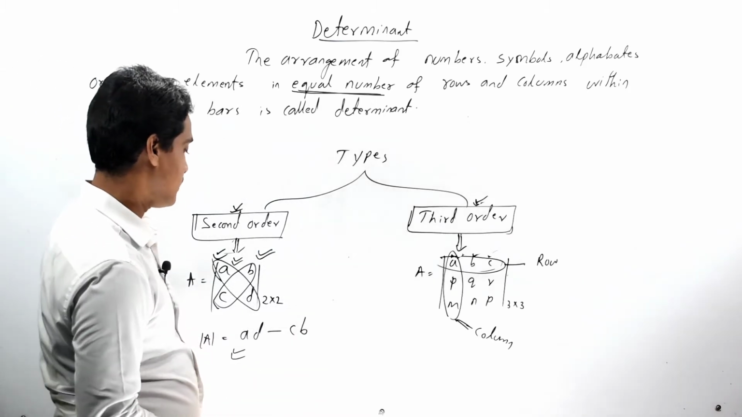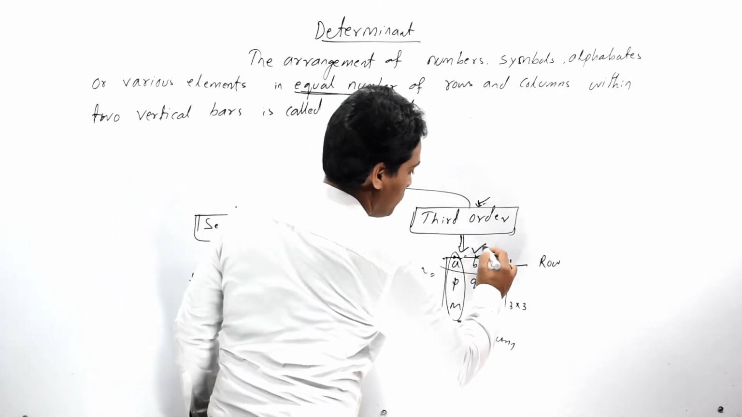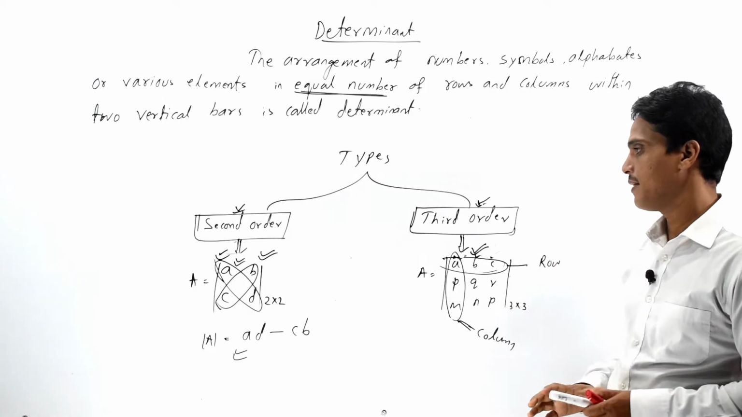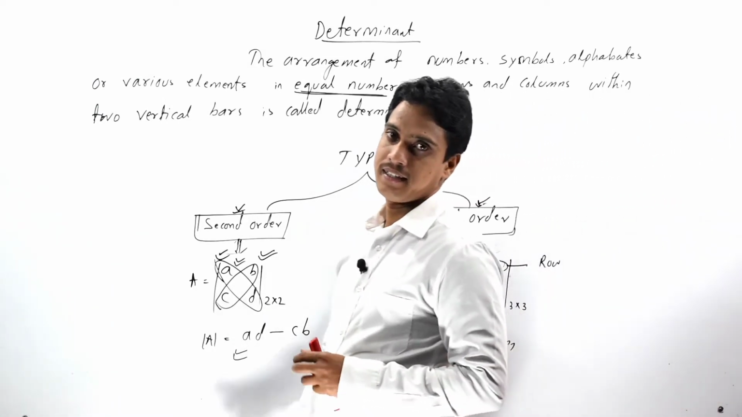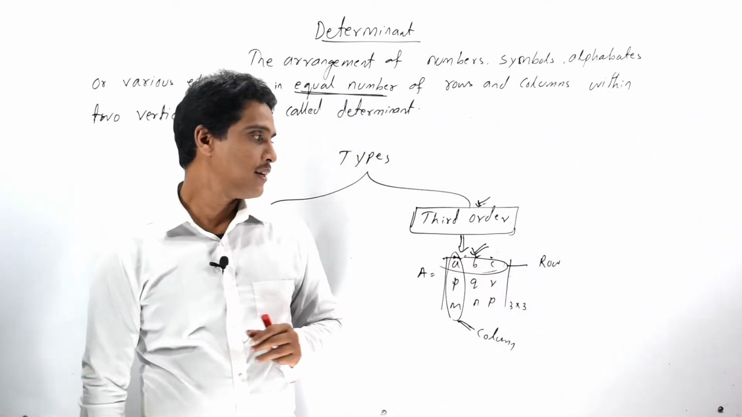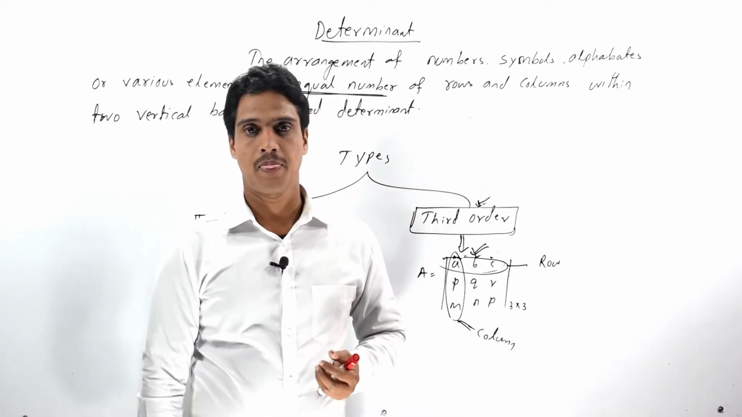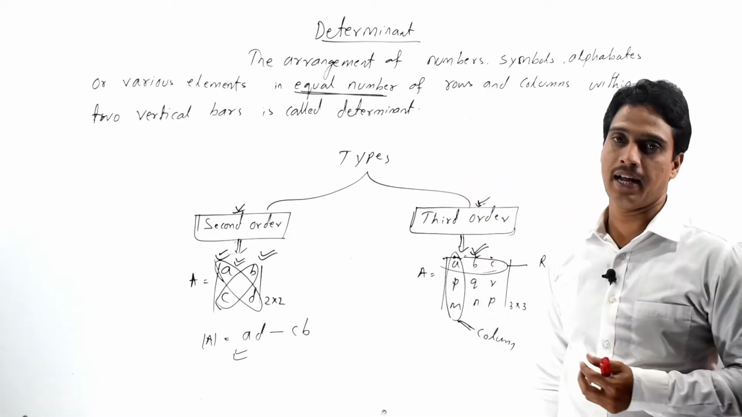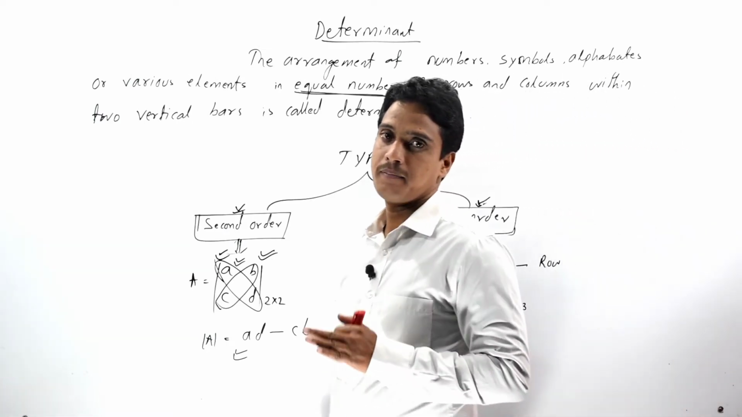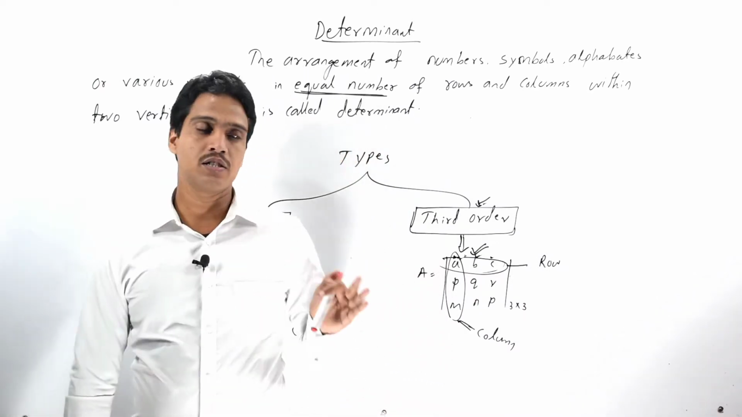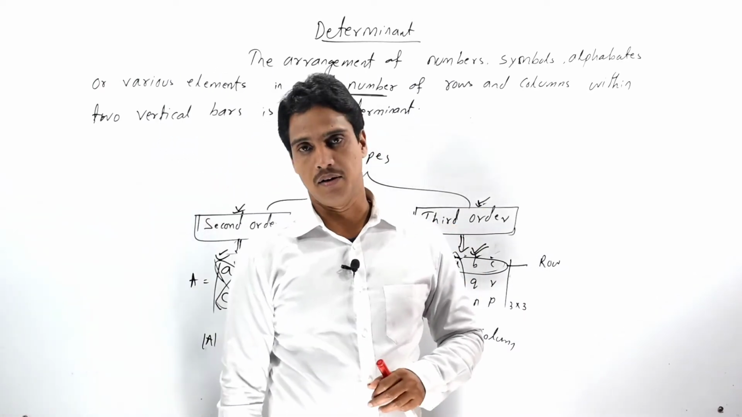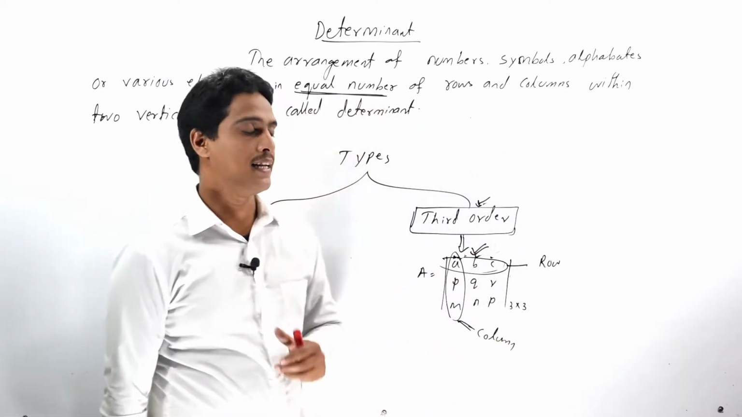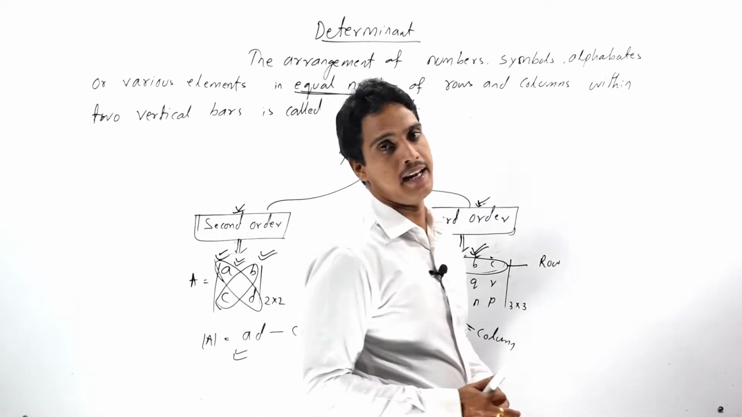So the value of the determinant is AD minus CB. Whereas the value of the third order determinant is obtained by multiplying each element of any row or column by the determinant value of the sub-determinants obtained by omitting the concerned row and column, by considering the respective signs of the given elements.